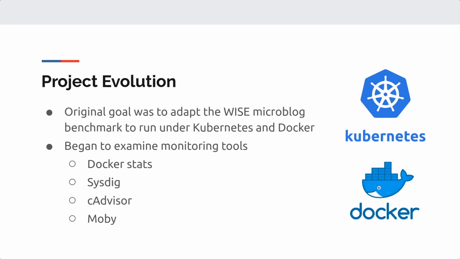So as we were developing this project, the original goal was to adopt the WISE microblog benchmark, which has been used to study millibottlenecks in the past. And specifically, our goals were to containerize and orchestrate it using Docker and Kubernetes and get it working in that type of environment. So Kubernetes is an automatic deployment software tool used to create scalable systems with Docker containers. And the idea is we could adapt the WISE microblog benchmark to study how millibottlenecks emerge and propagate in containerized and orchestrated systems.